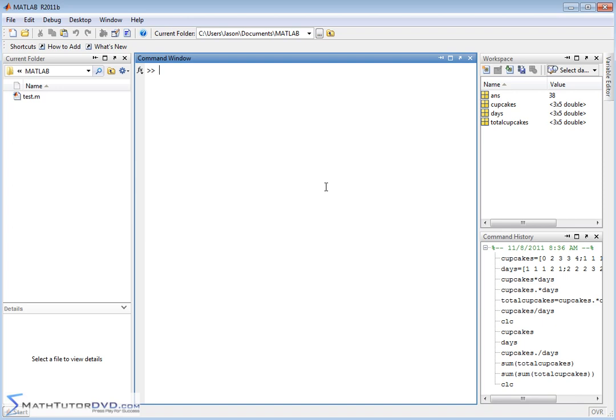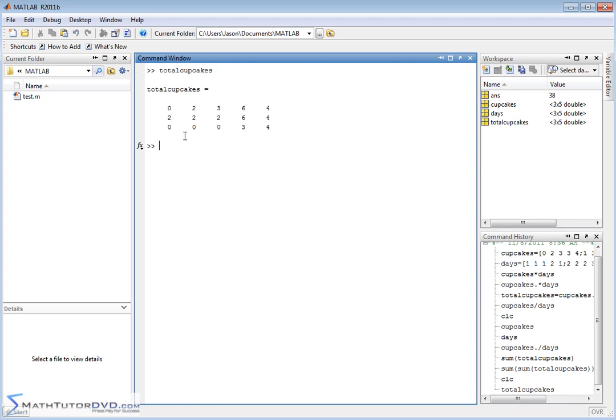Let's go ahead and put the matrix total cupcakes on the screen. This is what we got when we multiplied cupcakes times days, right? This represents how many cupcakes each student actually brought during that week when you multiply them together. Now, what if I wanted to find out how many cupcakes were brought in total? If I wanted to add them up, obviously it would be 2 plus 3 plus 6 plus 4 plus 2 plus 2 and so on, adding everything together.